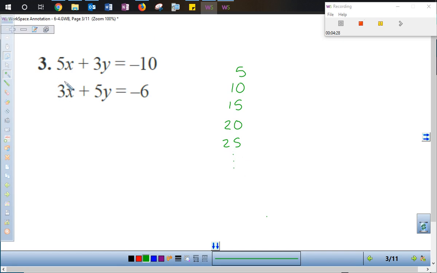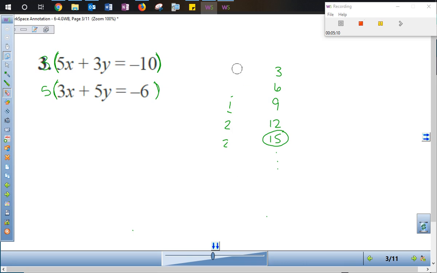Now I'm going to list out the multiples of 3. So 3, 6, 9, 12, 15, and I could keep going on. The least common multiple is the smallest number that both of them could be, which is 15. That means my goal is to turn each one of these terms into a 15, which means I want to multiply my top equation by 3, because to turn a 5 into a 15, I need to multiply it by 3. And I want to multiply my bottom equation by a 5, because to turn a 3 into a 15, I have to multiply it by 5.